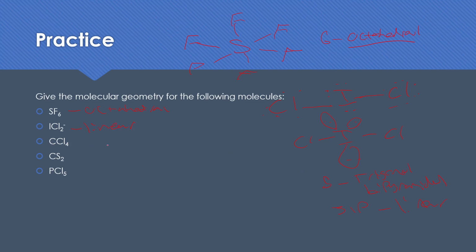Then you've got carbon tetrachloride. So carbon, so 1, 2, 3, 4. That's pretty much what it looks like. So 4 electron domains, which makes it tetrahedral. Man, I can't spell today. And then there are 0 lone pairs, so it's tetrahedral.